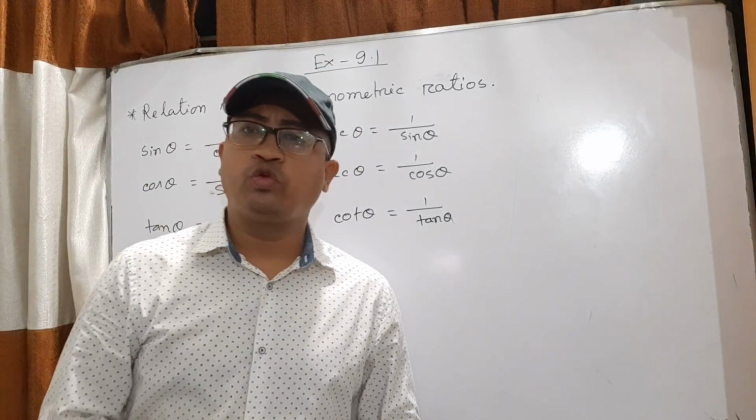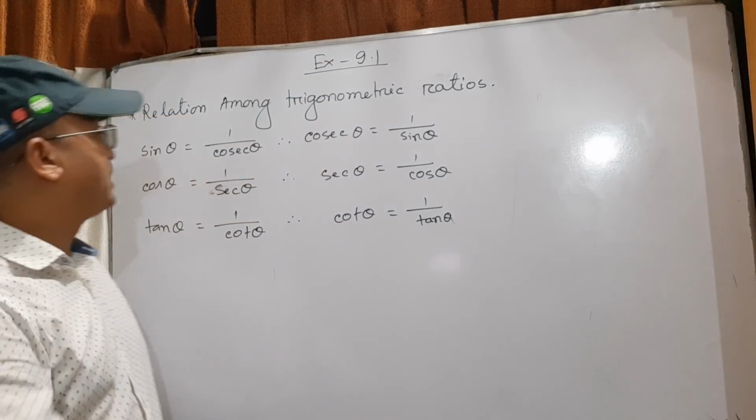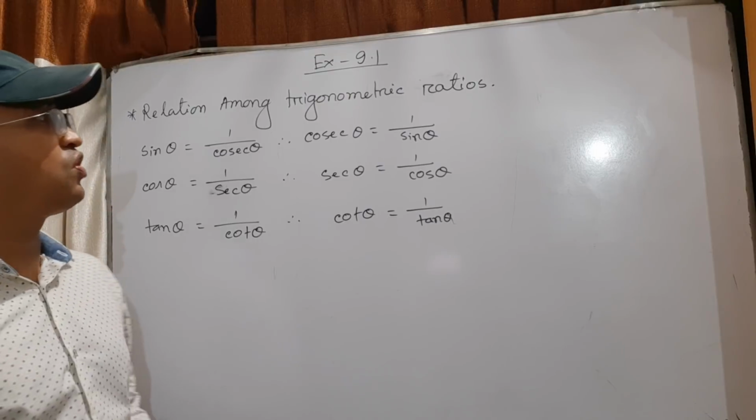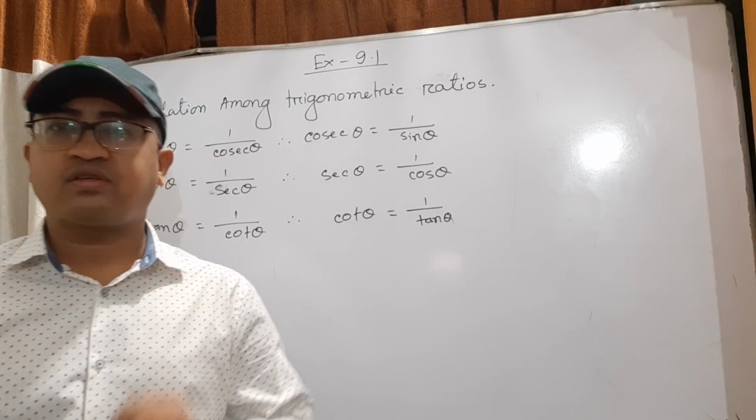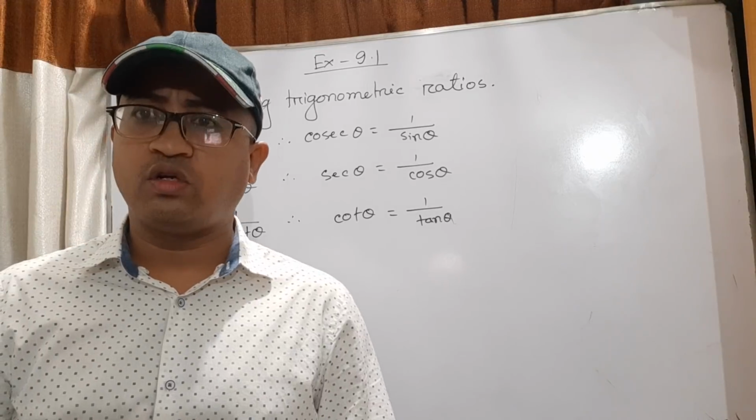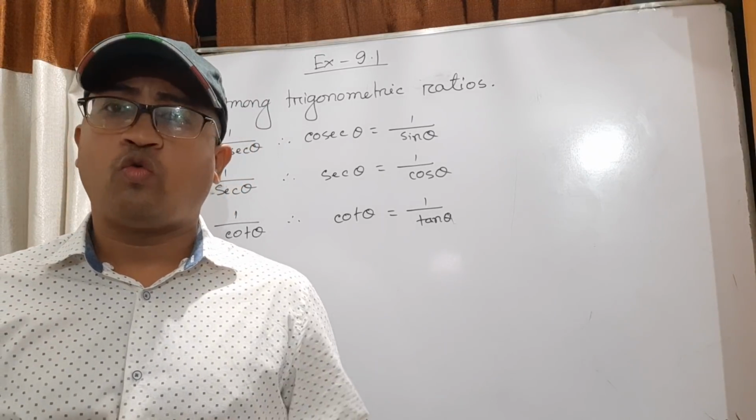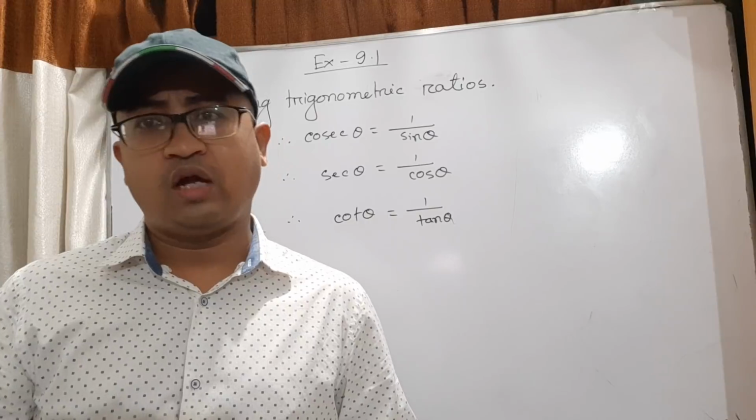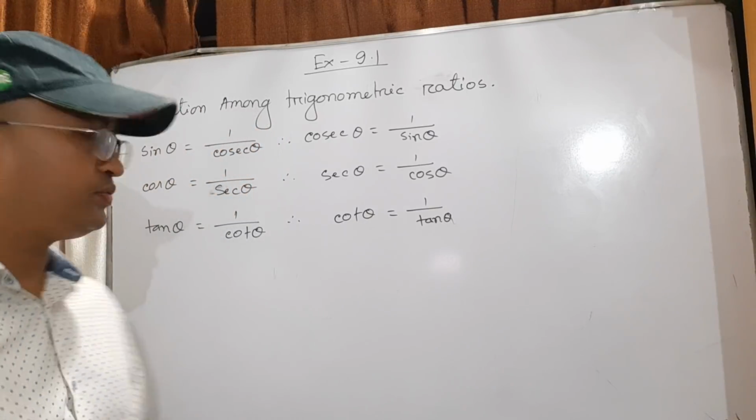Okay, now we will go to another topic. That one is the relation among trigonometric ratios. There are six trigonometric ratios I have already mentioned here. So what is the relation among them? I will show it. Look at the board.